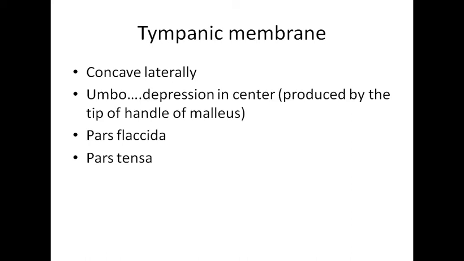Right now we are still on the tympanic membrane. The outer lateral surface, which we see from the outer ear, will be concave. The part toward the middle ear is convex. The depression in the center is known as umbo, and it is caused by the handle of malleus. Then there are two portions known as pars flaccida and pars tensa.